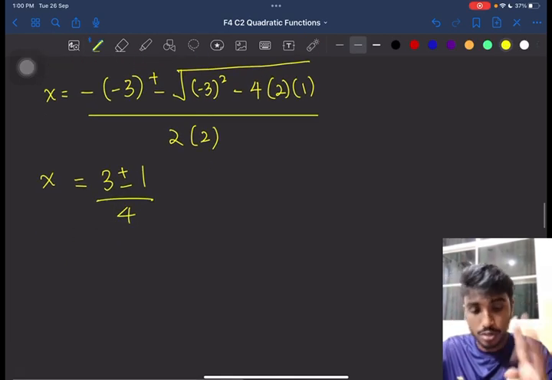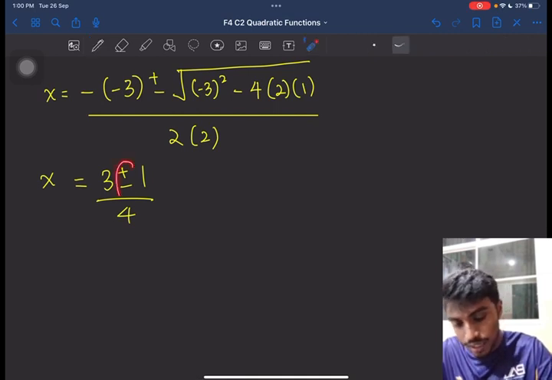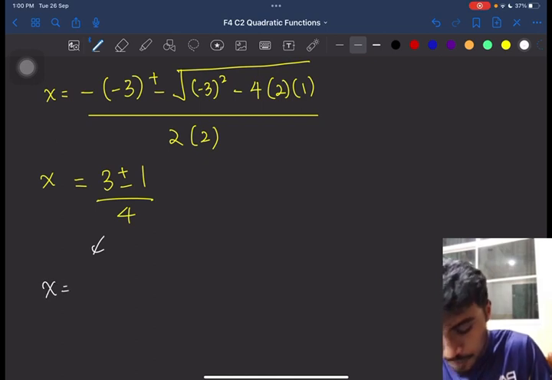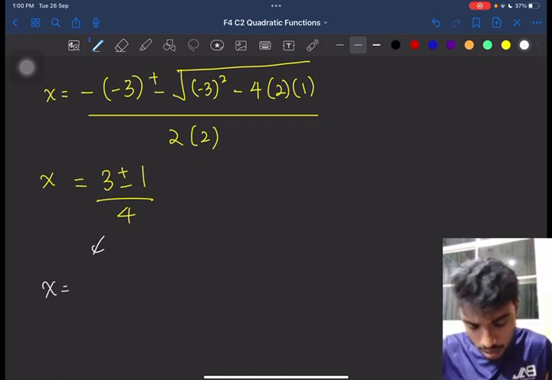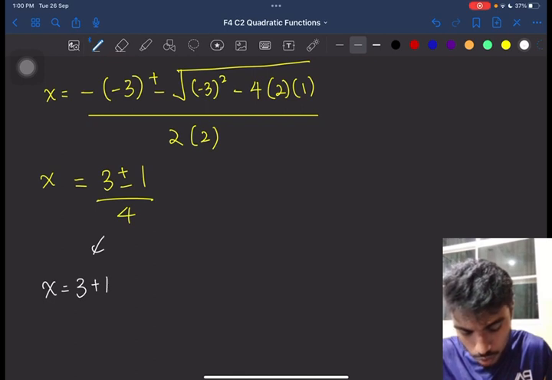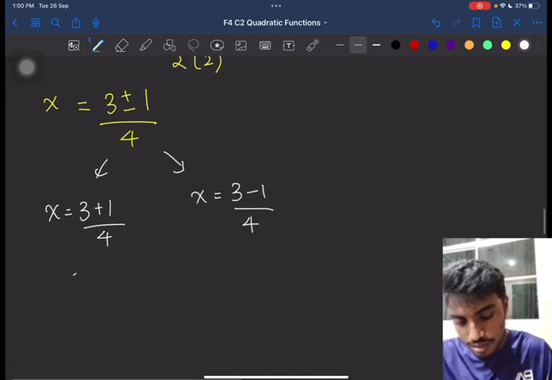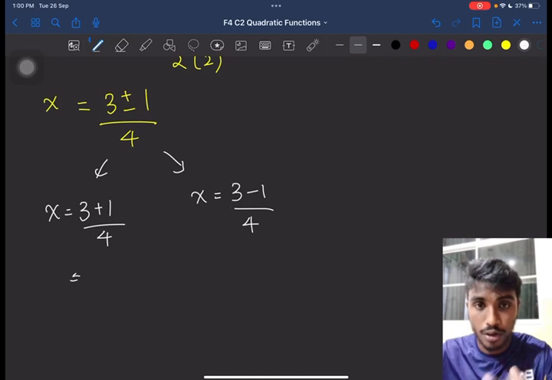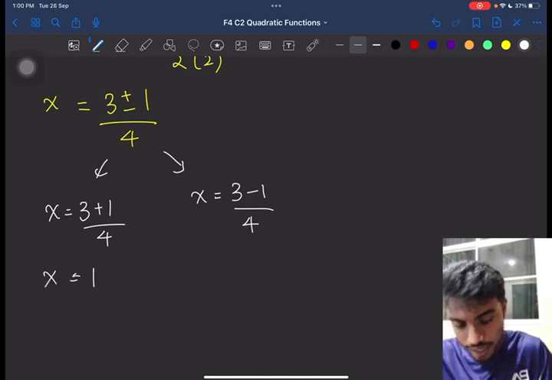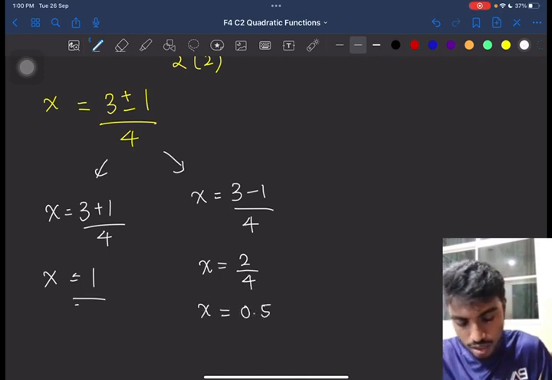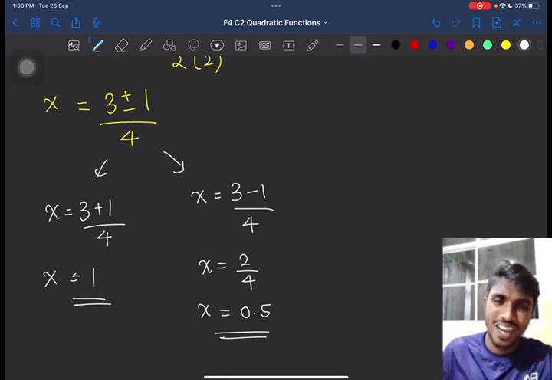From here you got two possibilities. Since we are having plus minus, we can separate them. First, x equals 3 plus 1 over 4. Another possibility is x equals 3 minus 1 over 4. When it's 3 plus 1, 4 divided by 4, you will get 1. So x is 1. Here you will get 2 over 4, which is x equals 0.5. So there are two values for x.